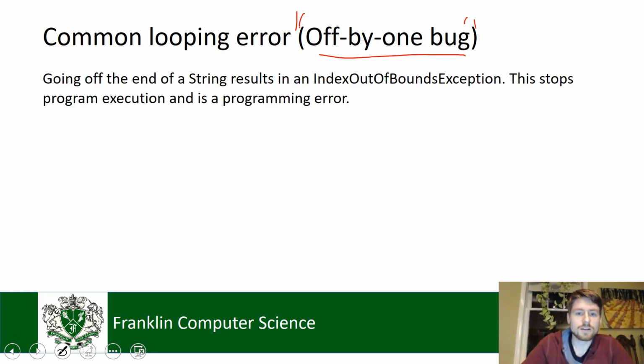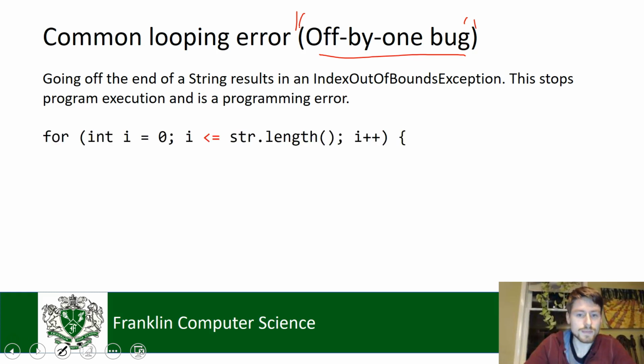So this is a programming error. If you go off the end of a string, you want to avoid doing that. If your code does this, then it stops the program right then and there, right when it hits off the end of the string. So it's not going to know ahead of time if you're going to go out of bounds. You'll only catch it when you're running the program.